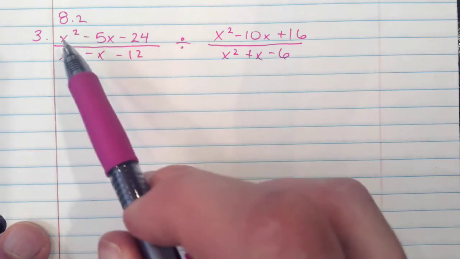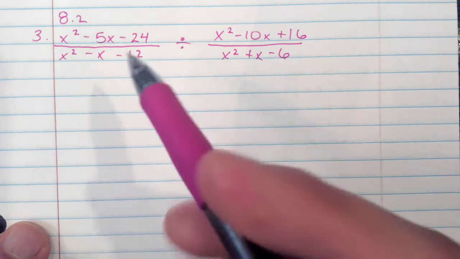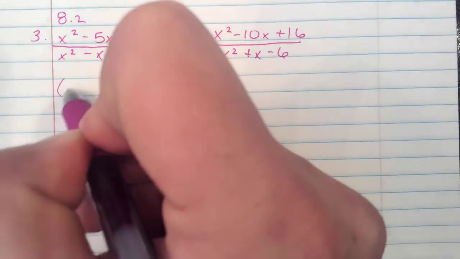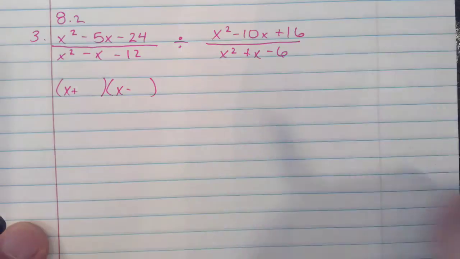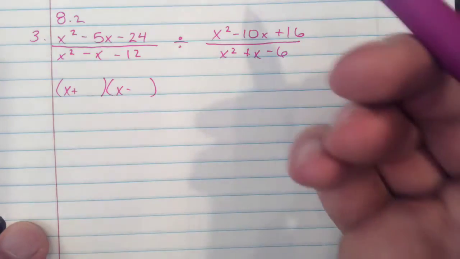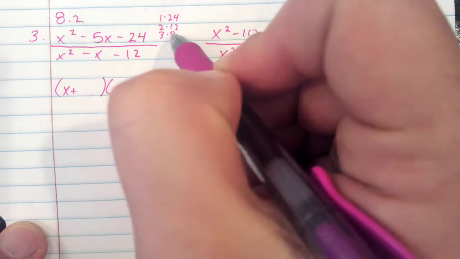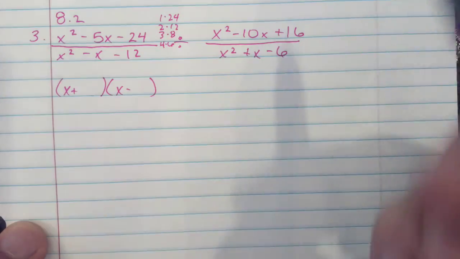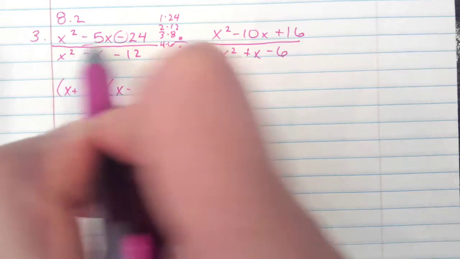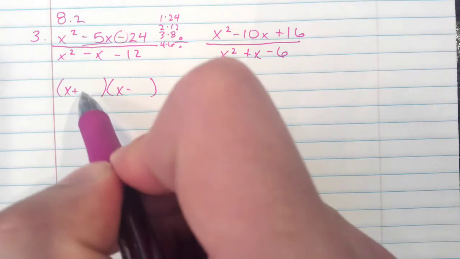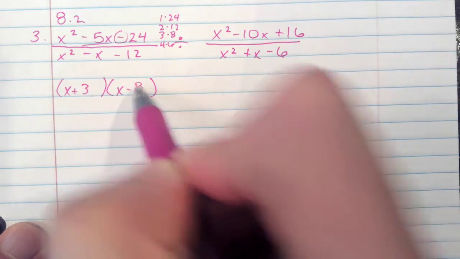Let's start with that numerator. We're looking for factors, again, pretty quick. The third sign is negative, so that means I'm going to have x plus something and x minus something. So I need to find the factors of 24. They are 1 and 24, 2 and 12, 3 and 8, and 4 and 6. I'm looking for the ones that subtract to make negative 5. 3 and 8, of course, are those. To make negative 5, it would be a positive 3 and a negative 8.